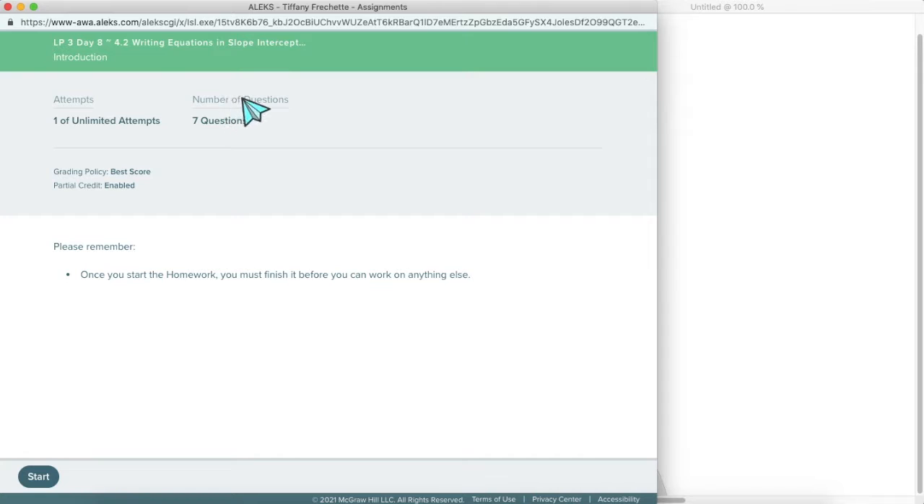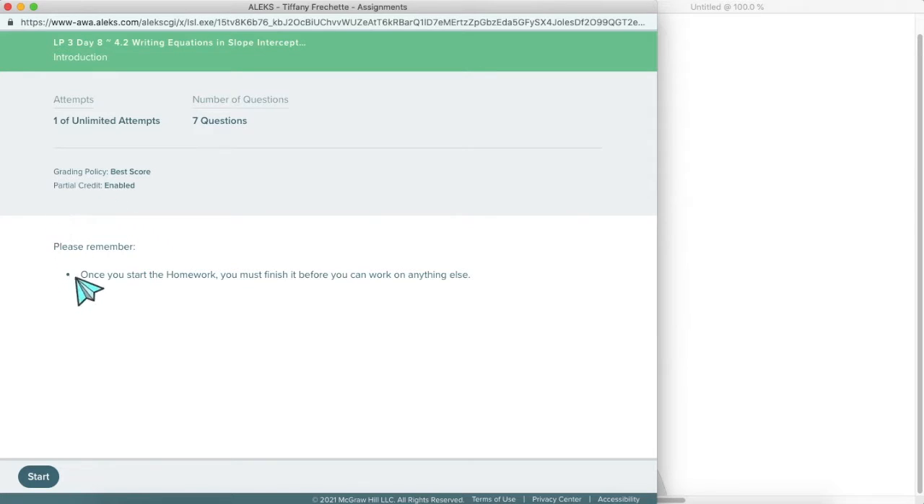This assignment has 7 questions on it, so you'll have anywhere from 1 to 10 questions. 10 is the maximum per section. Grading policy is always best score, meaning whichever attempt is the best one is the one you keep. And partial credit is always enabled, which means that if you answer 1 of 7 questions, you get credit for the 1 question.